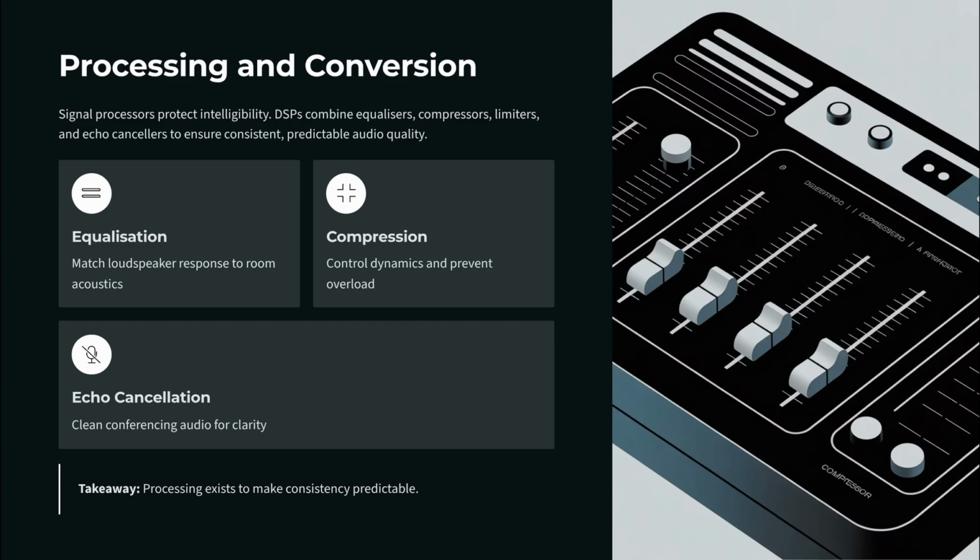You will undoubtedly encounter signal processors. Those are used to protect intelligibility. DSPs combine equalizers, compressors, limiters, echo cancelers. So use equalization to match loudspeaker response to room. You can use compression to control dynamics and prevent overload. And of course, echo cancellation to clean conferencing audio. DSPs exist to make consistency predictable in audio designs.